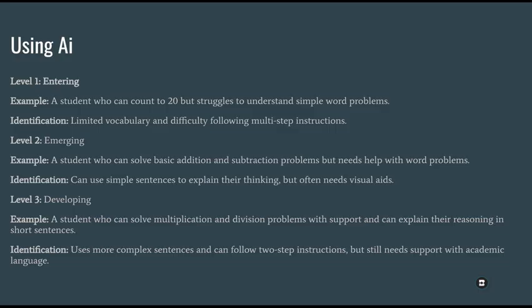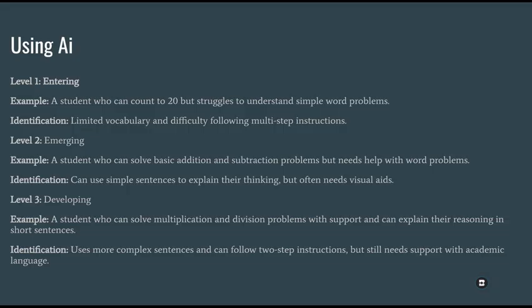A student who counts to 20 but struggles to understand simple word problems. Limited vocabulary and difficulty following multi-step instructions. So in a way, you can look at that student and say, do they fit within this level? Is that kind of where they're at? Without having to look through rubrics and get in the weeds of trying to figure stuff out. It's basically real time in your classroom. Are they level 2 emerging? This is a student who can solve basic addition and subtraction, but needs help with word problems. Can't really get through it too well. Can use simple sentences to explain their thinking, but often needs visual aids. A lot of support, a lot of structure.